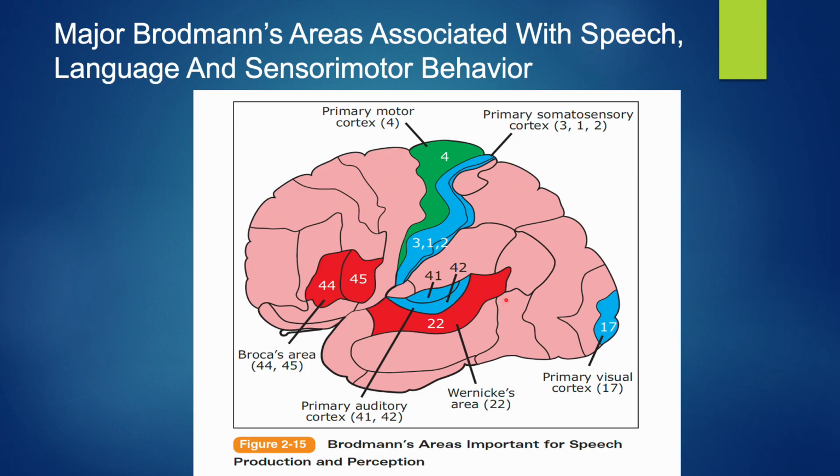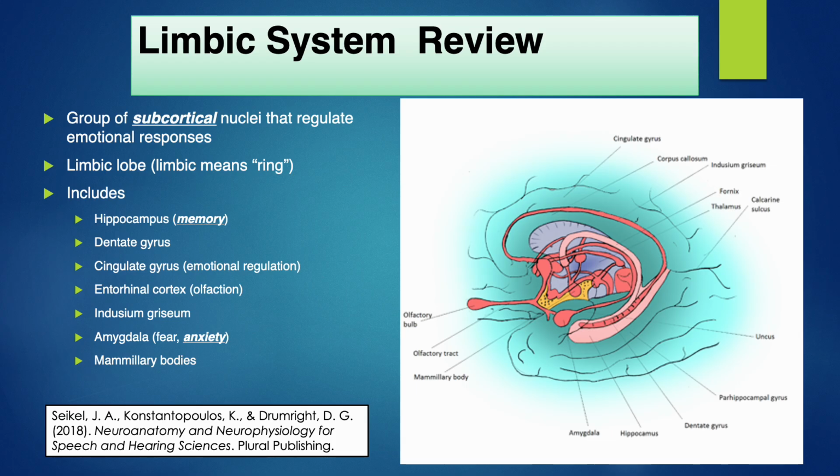And then Brodmann's area 22 is Wernicke's, where we put meaning to the sounds we hear. In the left hemisphere, it's dedicated more towards speech and language sounds. And then in the back, we have Brodmann's area 17, which is the primary visual cortex, in the occipital lobe. Here we've got the limbic system. A lot of times it gets left out, but it is critical, especially for memory and emotional processing and emotional regulation.